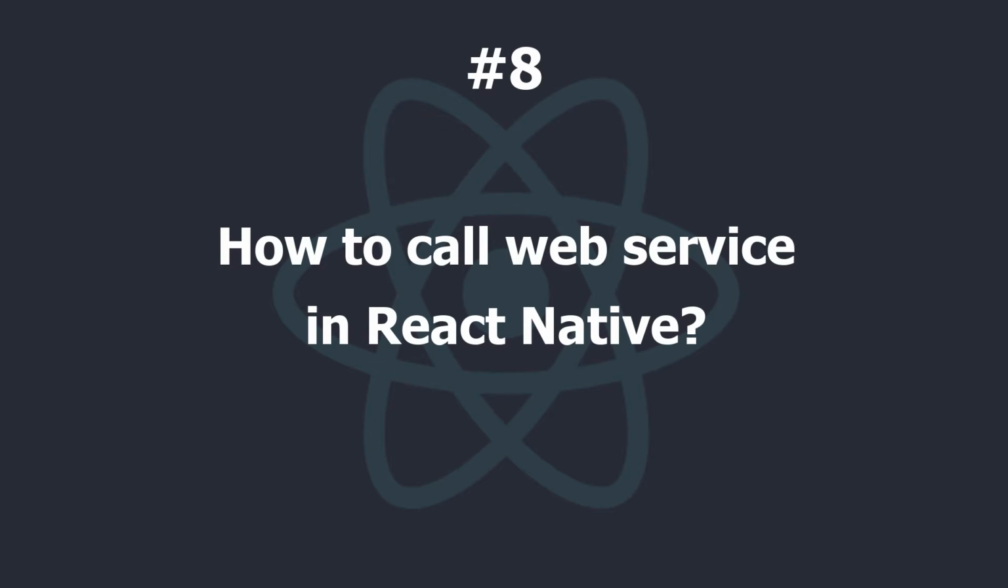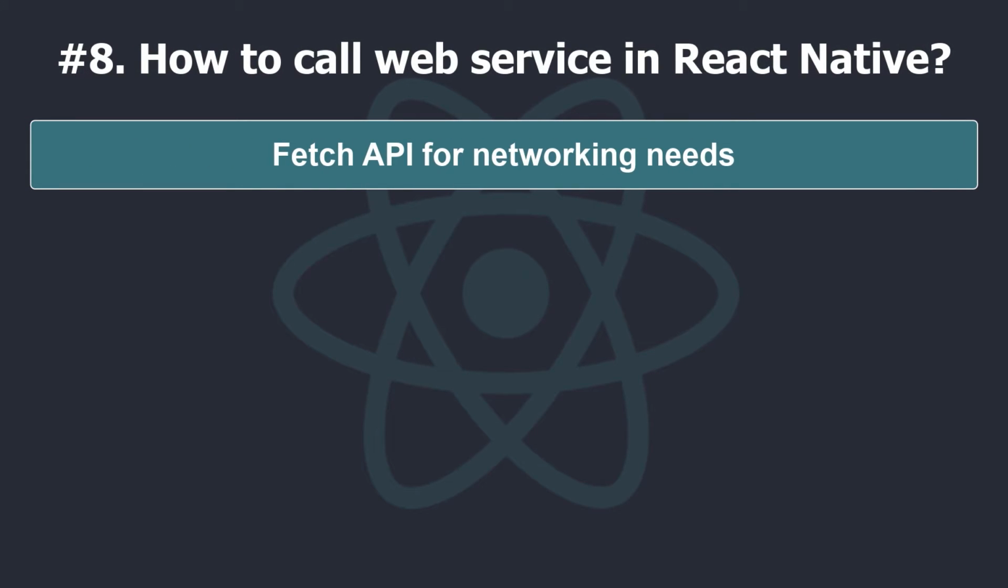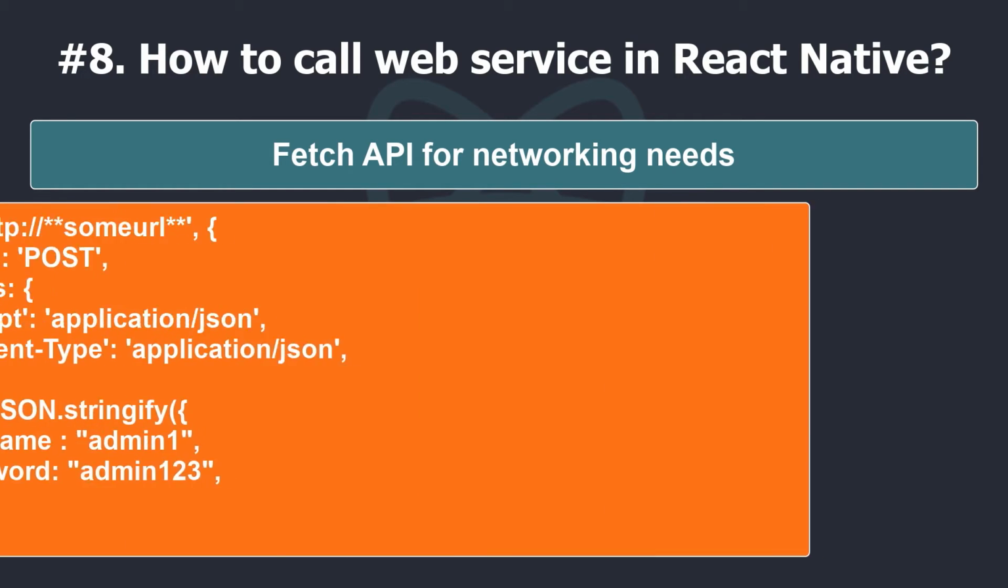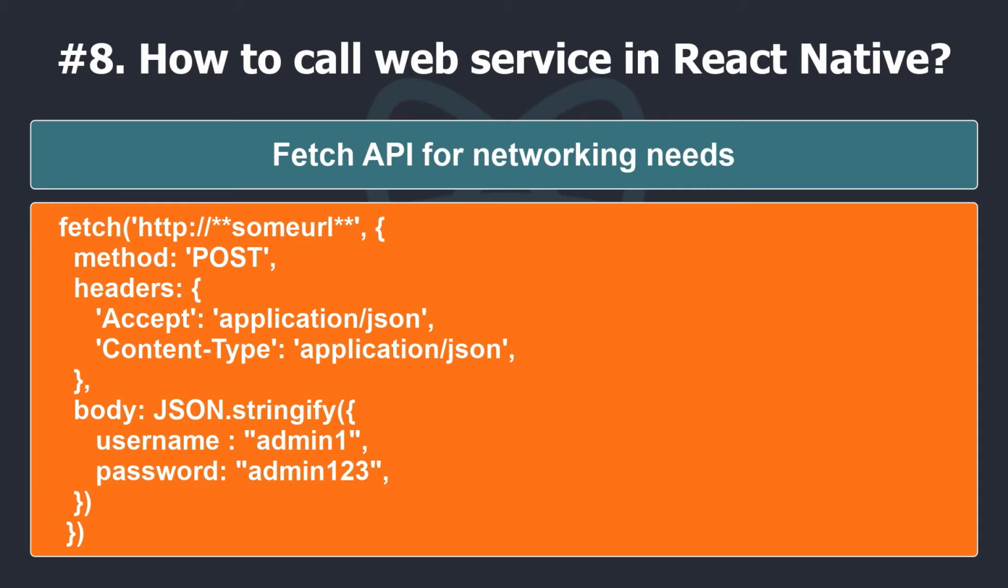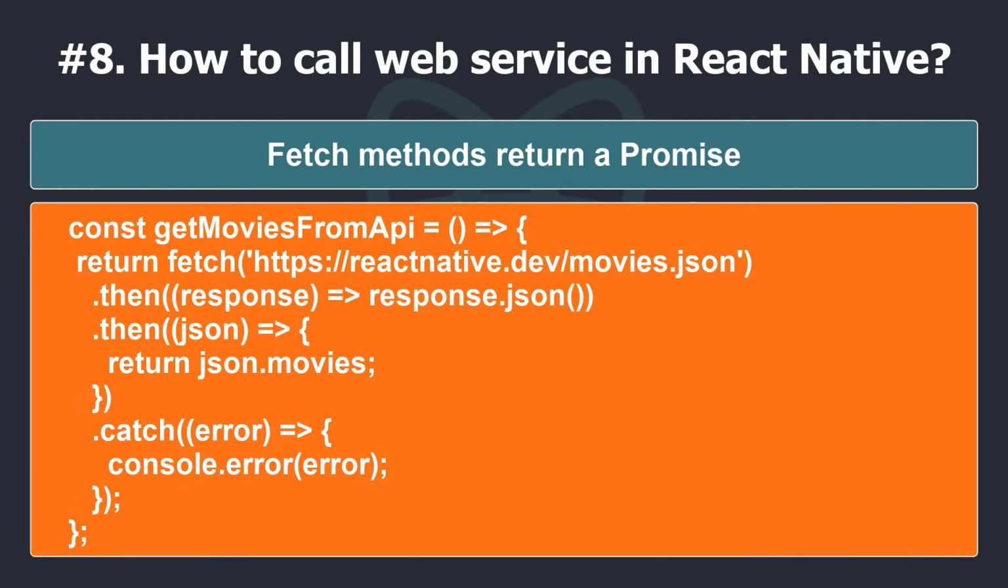How to call a web service in React Native? React Native provides the Fetch API for networking needs. To fetch content from an arbitrary URL, we can pass the URL to fetch. Here's an example to call a web service in React Native with fetch. Networking is an inherently asynchronous operation. Fetch methods will return a promise that makes it straightforward to write code that works in an asynchronous manner.